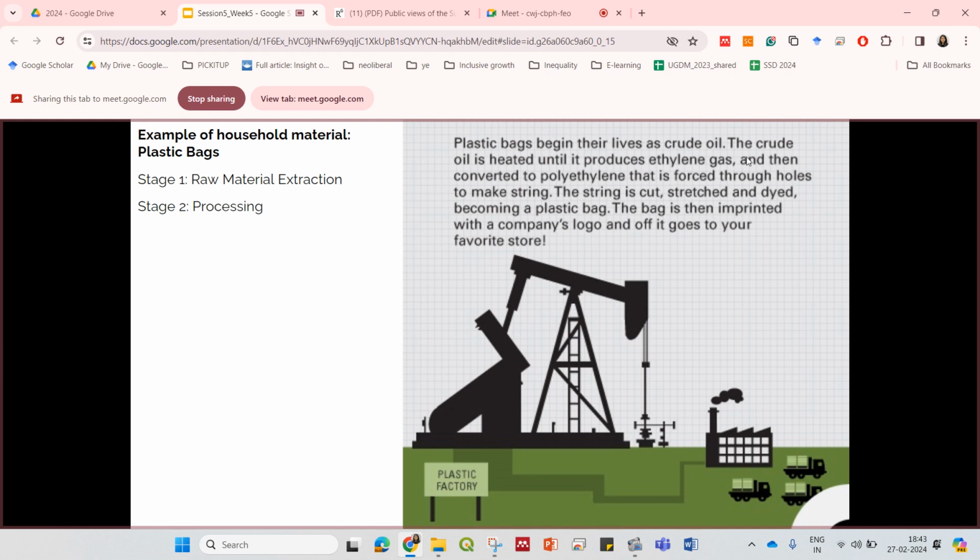Next stage, once you make the polyethylene, you cut, stretch and dye the polyethylene to make it into a plastic bag, which is then imprinted with the particular company's logo. That part is called the processing. So from the polyethylene that is obtained from the crude oil, you process it, you stretch and dye it and print it with the logo to make it a plastic bag. That part of it is stage 2, which is the processing part. So these are the first two stages of the life cycle of a plastic bag.